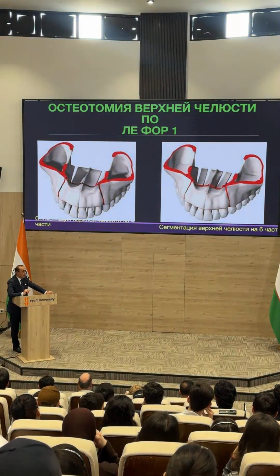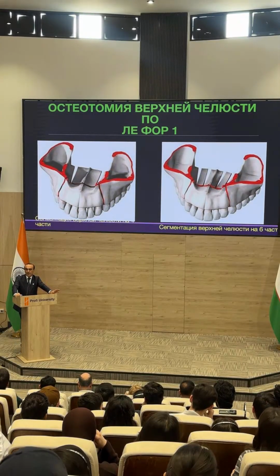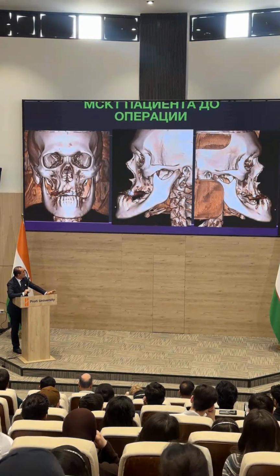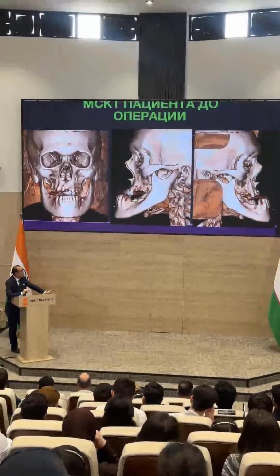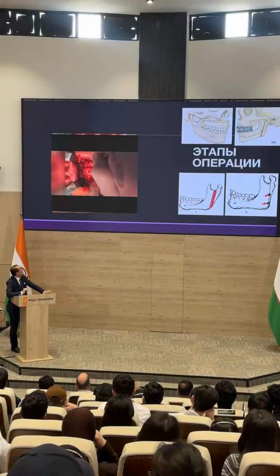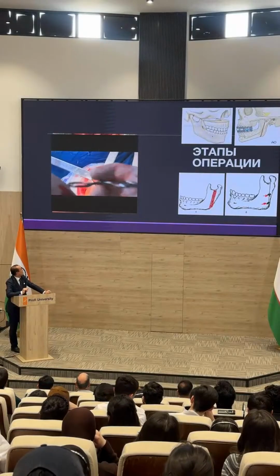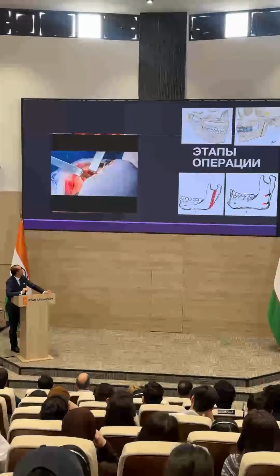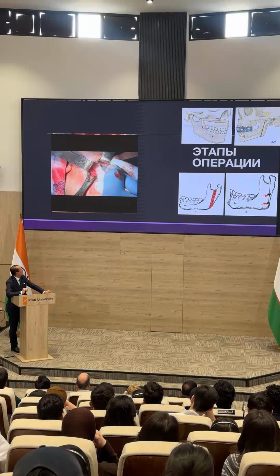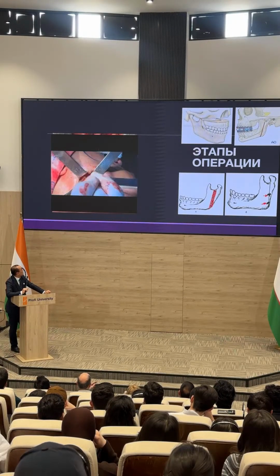For bimaxillary osteotomy, we do the vertical and horizontal osteotomy of the maxillary bone. This is before. You can see here big deformity of the lower jaw and the small maxillary bone. And this is the maxillary bone. It will be osteotomized, and second, the vertical osteotomy of the mandible. This is a nerve.